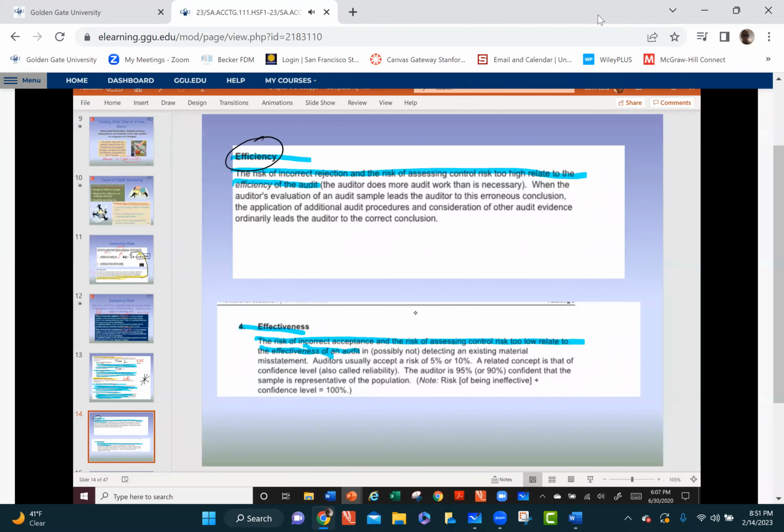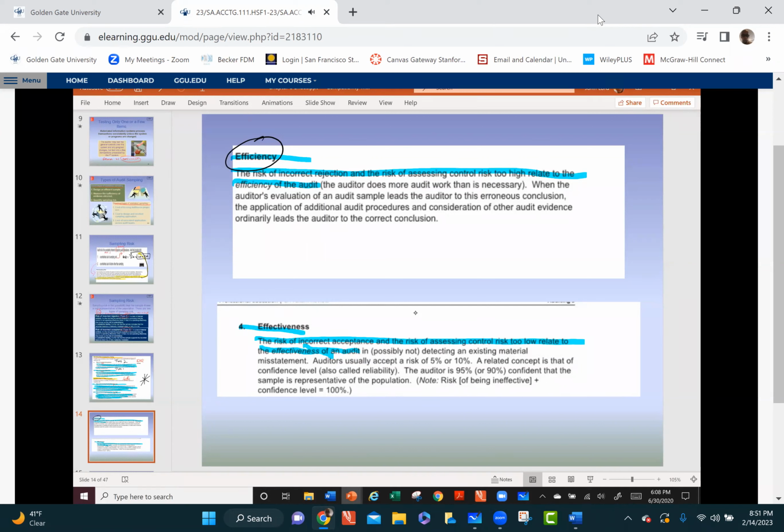Now, nature, extent, timing. Nature: I'm probably going to be using internal evidence instead of external evidence. Extent: a smaller sample size for my substantive testing. Timing: I'm doing some interim testing when in fact I should have been what? Using external evidence, larger sample sizes for my substantive tests, and year-end testing instead of interim. So I have not fallen into the proper response to what is actually a higher risk of material misstatement.